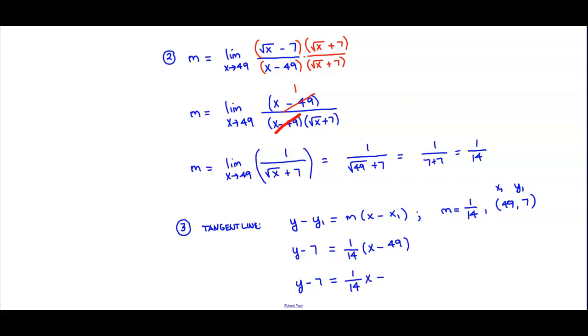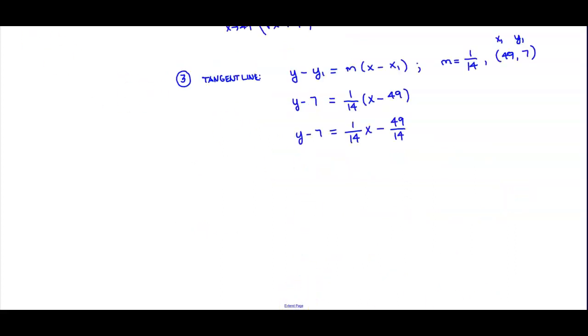minus 49 over 14. And so if we reduce that, we get y minus 7, which is equal to 1 over 14 x minus 7 over 2. And then we need to add 7 to both sides.